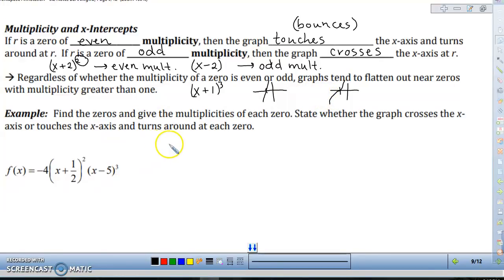So this example says find the zeros and give the multiplicity at each 0. Then we want to state whether our graph is going to cross or touch at each of those values. Taking a look here, we don't need to worry about the negative 4 because there is no variable associated with it. This first factor, I'm going to think about setting that equal to 0 and solving for x. If I take the square root here, the square root of 0 is still 0. That means I actually have a 0 at negative 1/2.